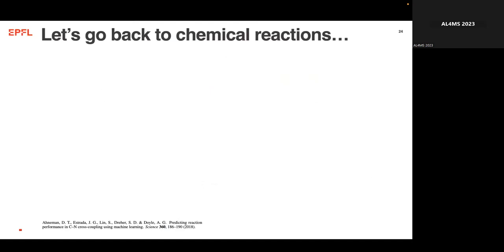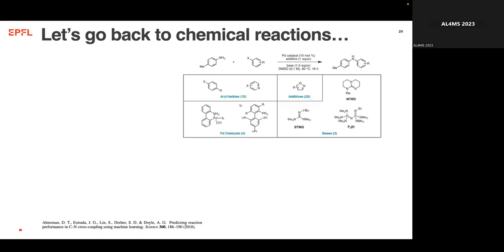After highlighting Gauche, let's go back to chemical reactions and look at this Buchwald-Hartwig reaction that you see on the top, which was published by the Doyle group in 2018. There, in the high-throughput experimentation study they did, they explored different parameters, like they changed the aryl halides, the additive, the palladium catalyst, the bases, and so on.